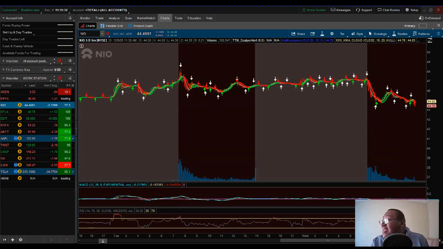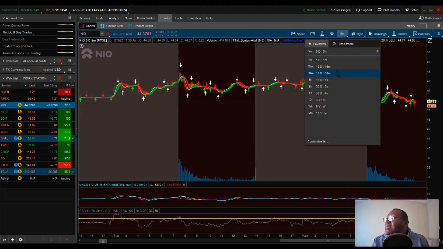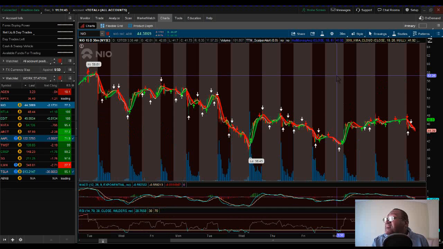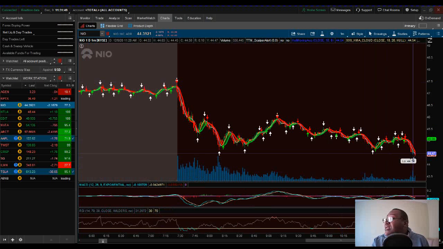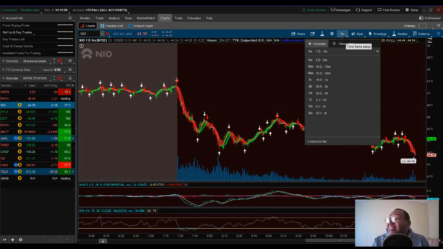I wish I could have a better view of it. Alright, so it looks like it's still dropping a bit within the 5-minute chart. Let's look at a 30-minute chart. Still dropping on a 30-minute chart. Dropping on a 1-minute chart. Okay, so this is just dropping straight down. There is no reason for me to jump in on this right now.